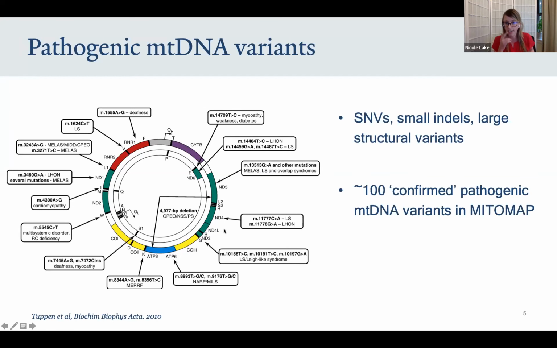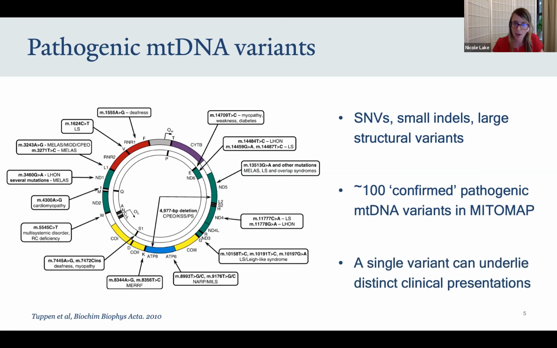So MitoMap is a fantastic resource for mitochondrial genome analysis. And as part of this database, they have curated a list of around 100 variants, which they regard as having a confirmed association with disease. But I think it's widely understood in the field that there are many more pathogenic variants that are yet to be discovered.